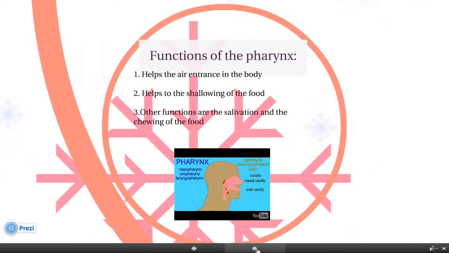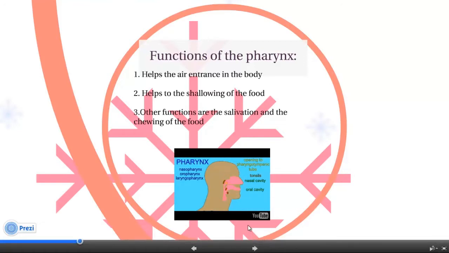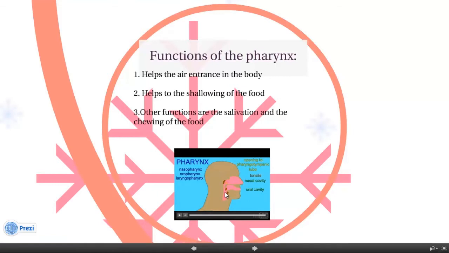Functions of the pharynx. 1. Helps the air entrance in the body. 2. Helps the swallowing of the food. 3. Other functions are the salivation and the chewing of the food. Now we're going to see a review about the pharynx.